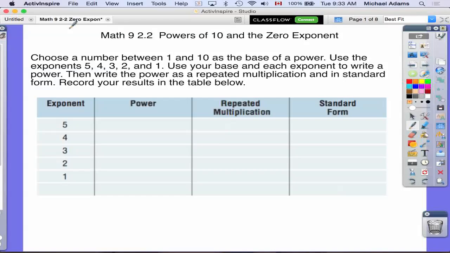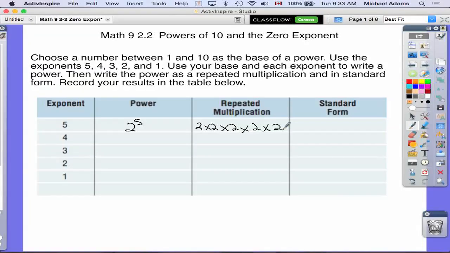All right, fine. Okay, so Asana, you picked the number 2, right? So 2 is the base. Okay, and it says to use this as the exponent, so the exponent here is 5, right? So now, what would that look like as repeated multiplication? It would be 2 times 2 times 2 times 2 times 2, right?